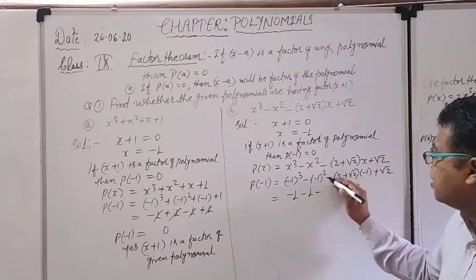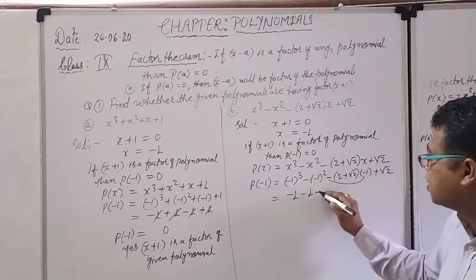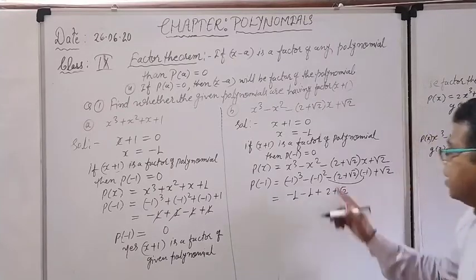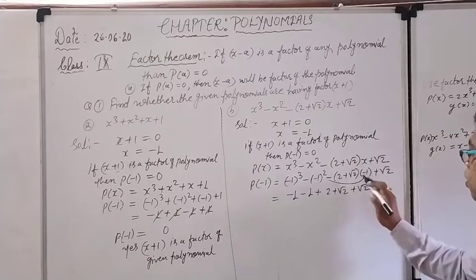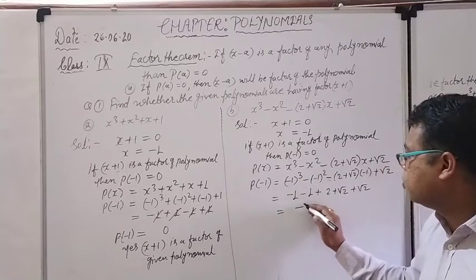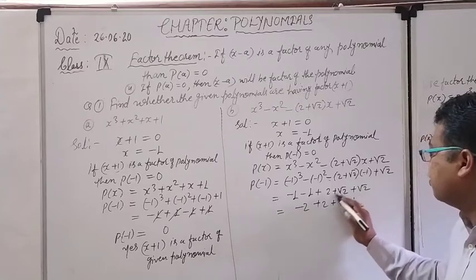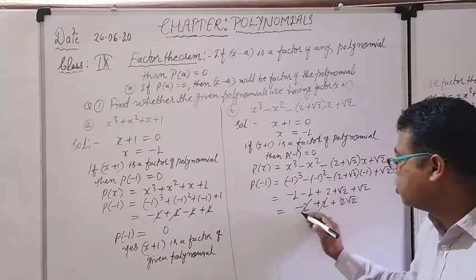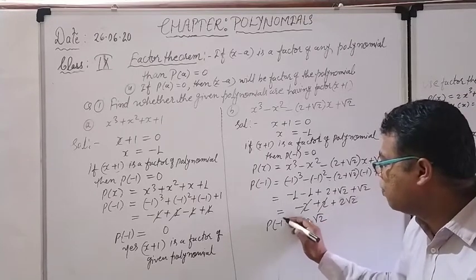Now see, this minus is there and this minus 1 is there. So this minus 1 and this minus both are making plus. So I can write down plus 2 plus root 2. No need to worry at all. Now this minus 1 and minus 2 are making minus 2, plus root 2 plus root 2. Otherwise you can say root 2 is coming two times, so 2 root 2. This 2 and minus 2 are going to be cancelled and we are getting the answer 2 root 2. And this is the value of p(-1).